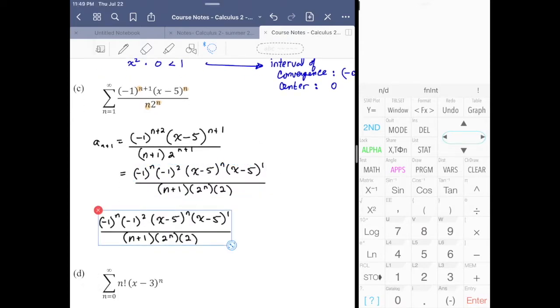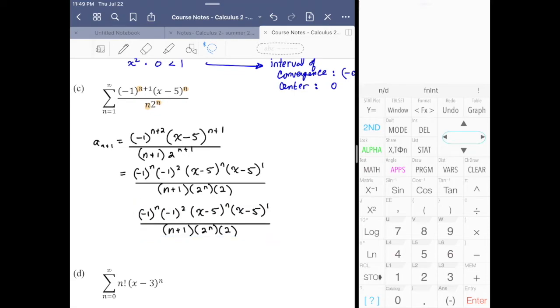So this divided by the original, but like I did in the previous one, I'm going to take the original and clean it up a little bit. So -1 to the nth times -1.